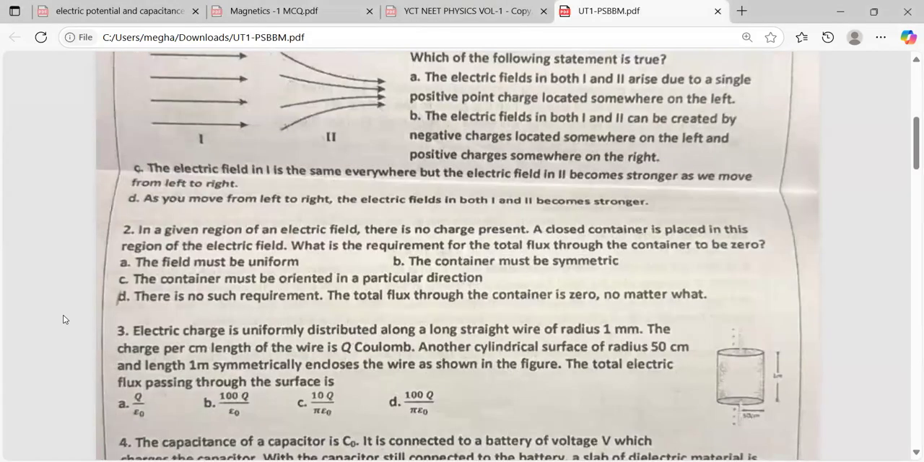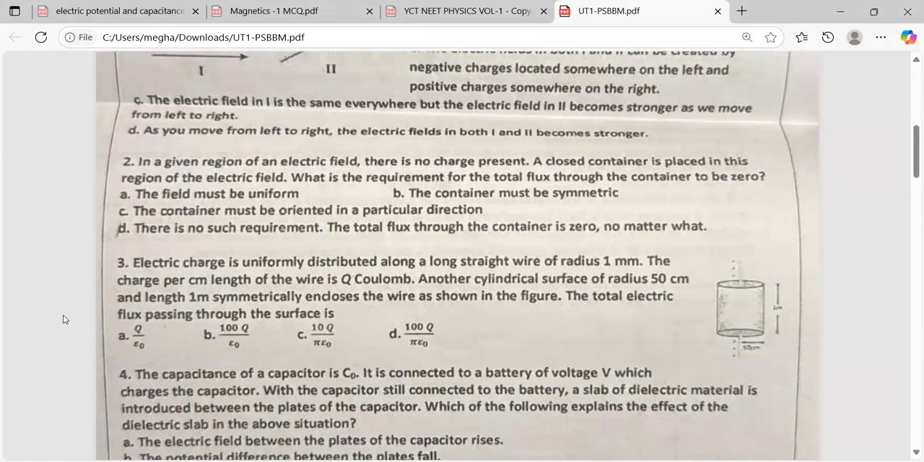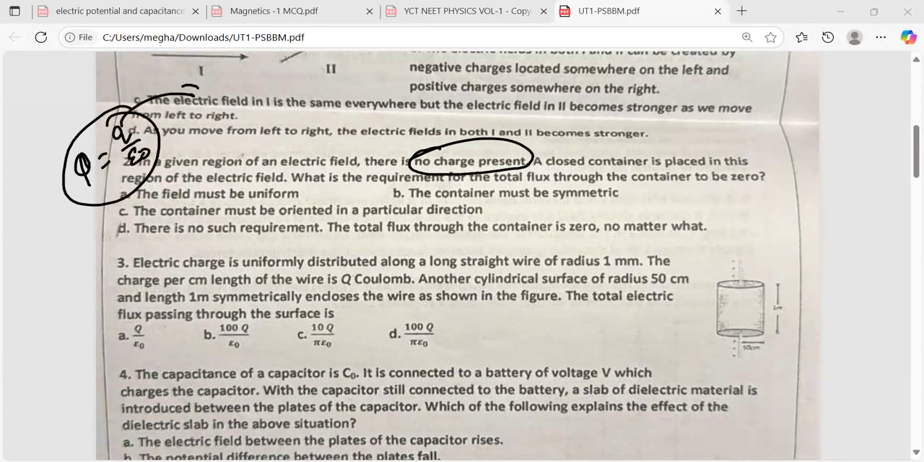In the given region of electric field, there is no charge present. Look at the words, there is no charge present. If there is no charge, there is no flux. Q by epsilon naught, right? So no charge, so no flux. A container is placed in this region of electric field. What is the requirement for the total flux of the container to be zero?